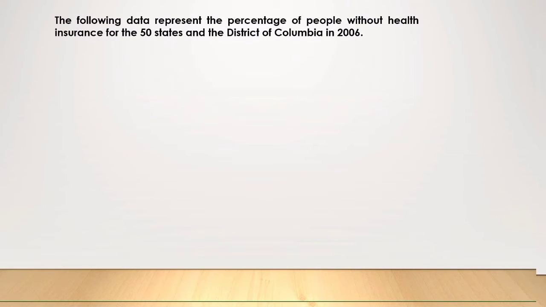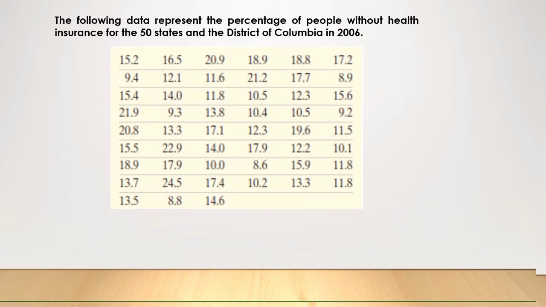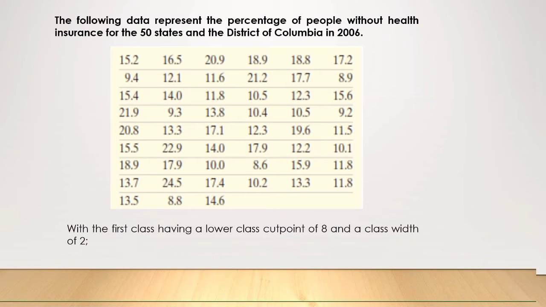The following data represent the percentage of people without health insurance for the 50 states and the District of Columbia in 2006. So these are the 50 data points from 50 states, with the first class having a lower class cut point of 8 and a class width of 2. So our classes will start from 8 with a class width of 2. So let's look at the question.